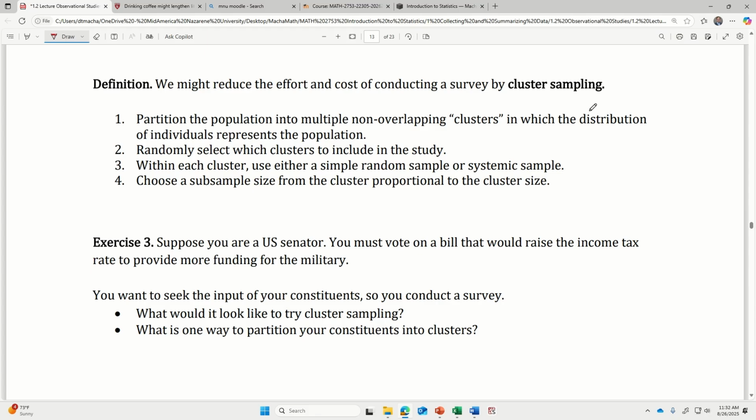Within each cluster, we're going to use a simple random sample or a systematic sample, and then we are going to, of course, choose our sample sizes proportional to the cluster size, just like we did before.